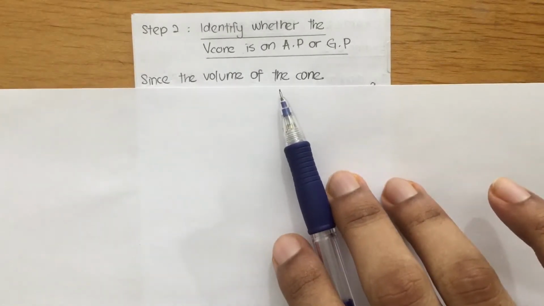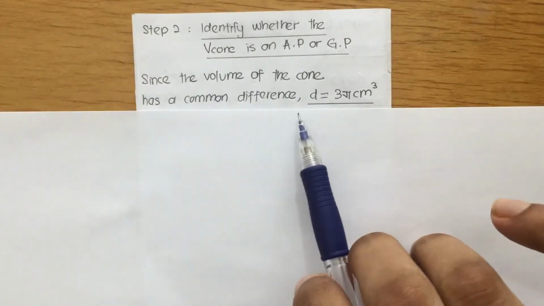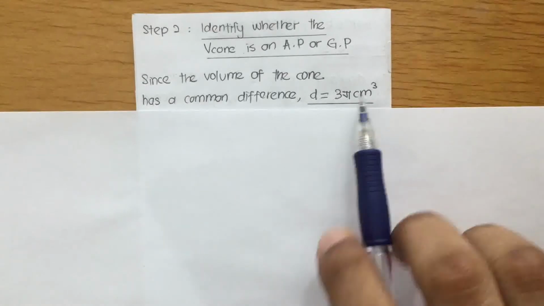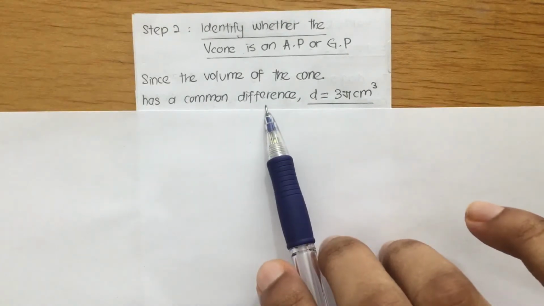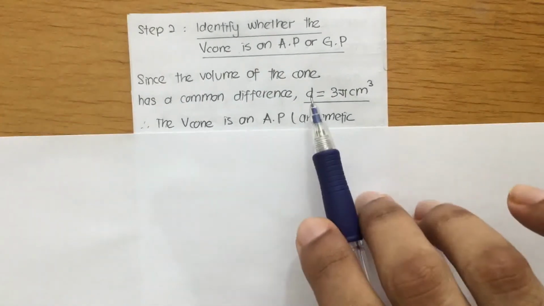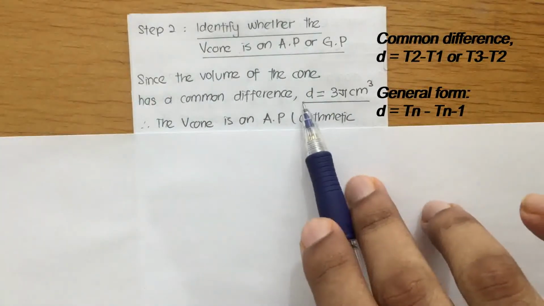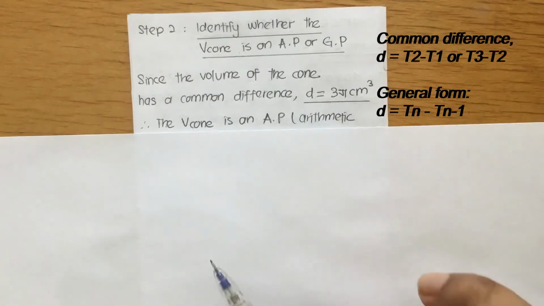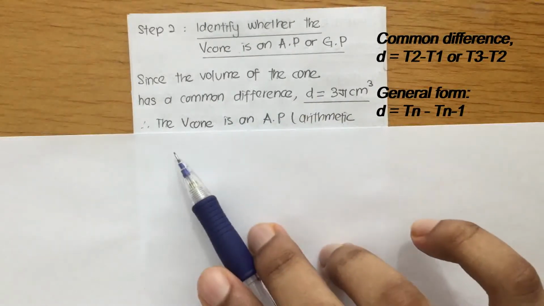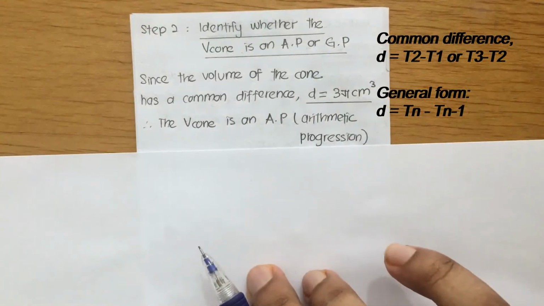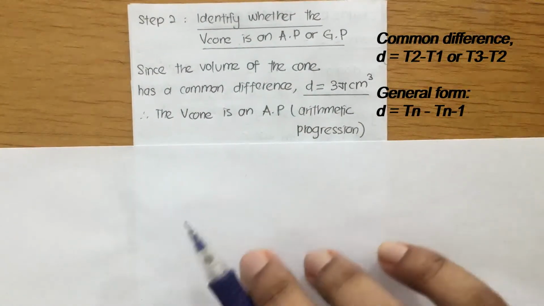From here we're going to start with the AP, guys. Since the volume of the cone has a common difference of 3 pi centimeter cube, we apply the arithmetic progression. How to find the common difference? Very simple, guys. The second term minus the first term, or the third term minus the second term. From here you get your common difference, d, equal to 3 pi centimeter cube. For the 3 terms, since you have the same common difference, you can tell that the volume of the cone is an arithmetic progression, AP in short. From here, let us continue.